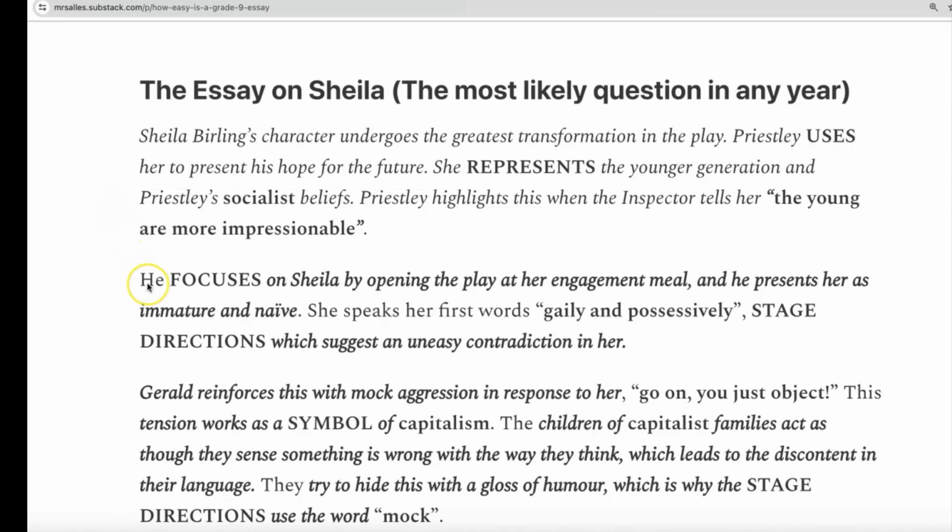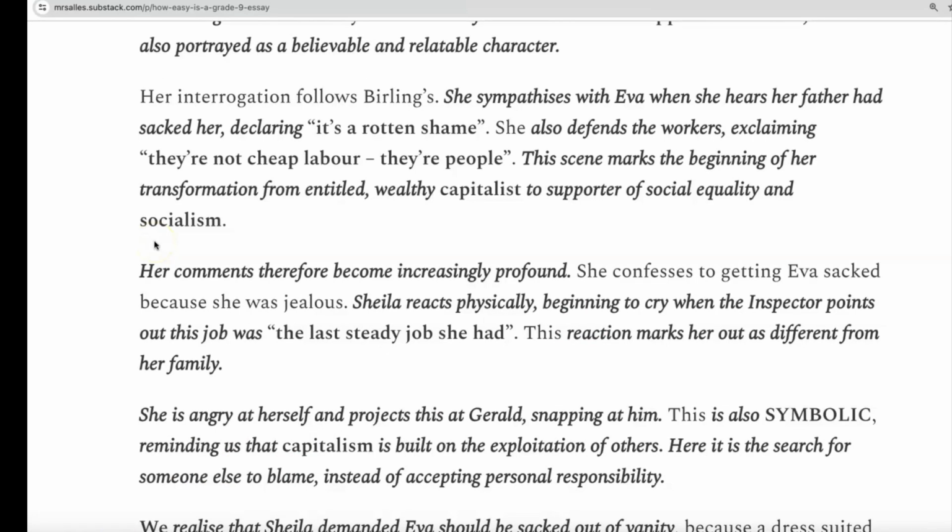Idea number three. We've clearly told the examiner why Priestley has put Sheila in the play, what her role is, and how that's going to link to his socialist beliefs. Those are the things that we're going to prove, and also that the young generation are more likely to take up those socialist beliefs. Now, here is an example of how you can introduce your context without just plonking it into your essay, but using it more like an embedded quote.